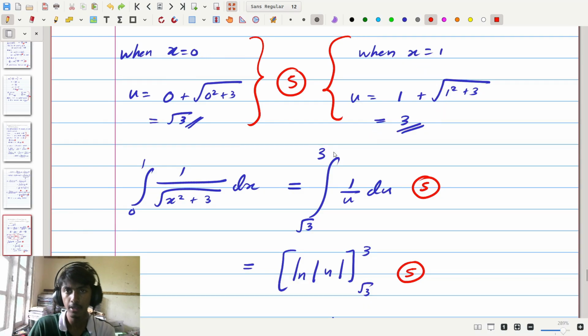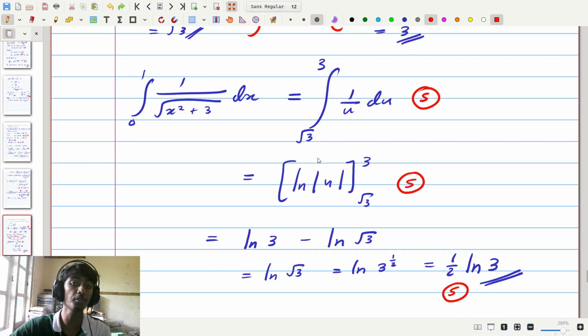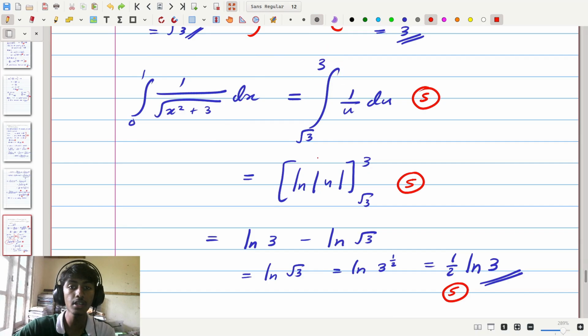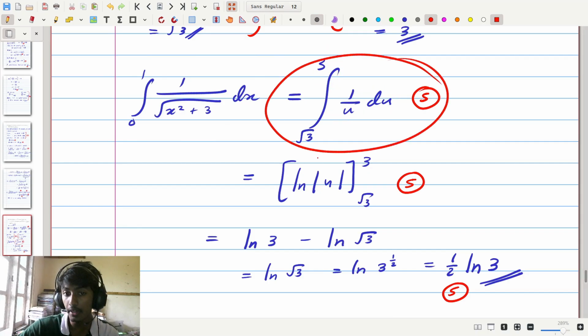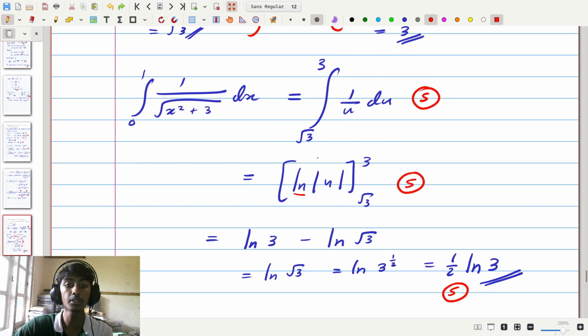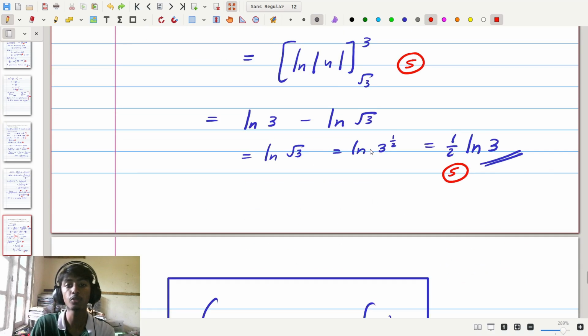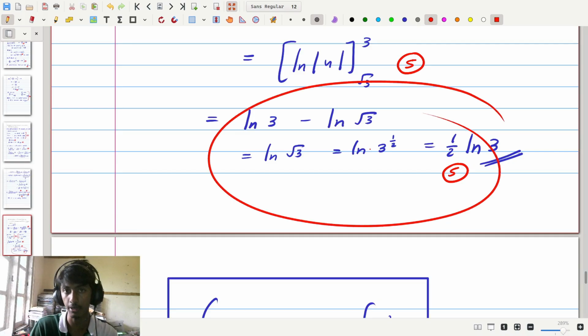Now after that, when you use that knowledge and the knowledge of substitution to convert our integral into the integral root 3 to 3 of 1 over u du, you get another 5 marks. When you solve that integral to find that it's equal to natural logarithm of modulus of u from root 3 to 3, you get another 5 marks. And finally, after applying the limits, when you simplify it down to being equal to 1/2 times the natural logarithm of 3, that gets you another 5 marks.